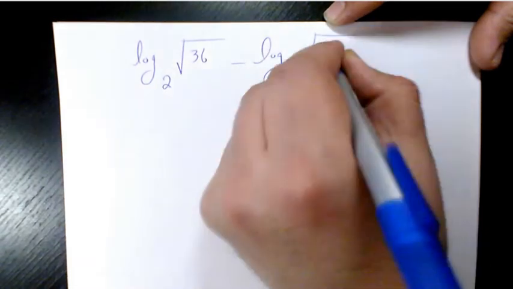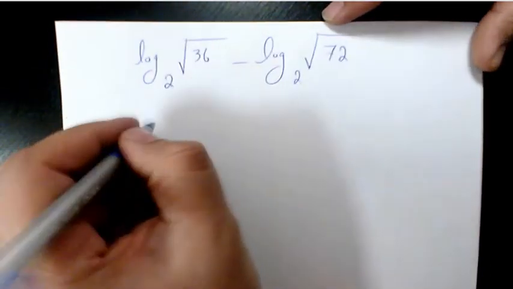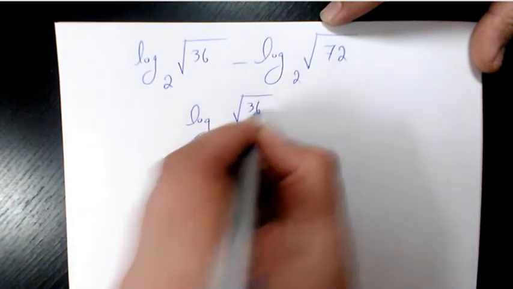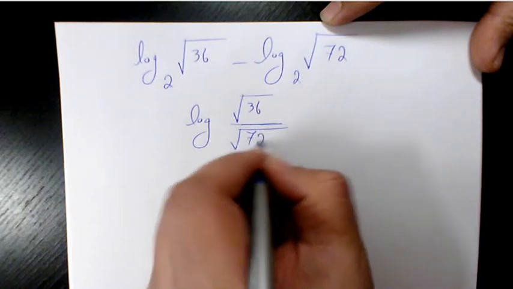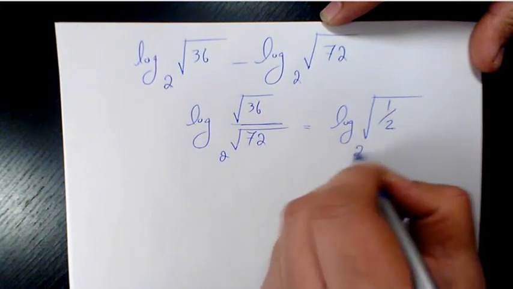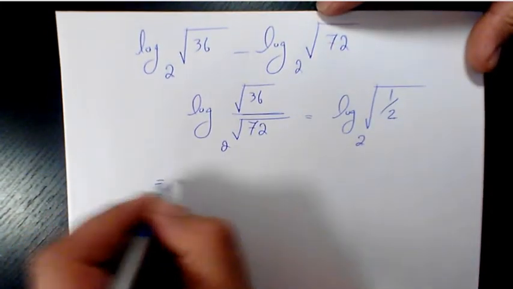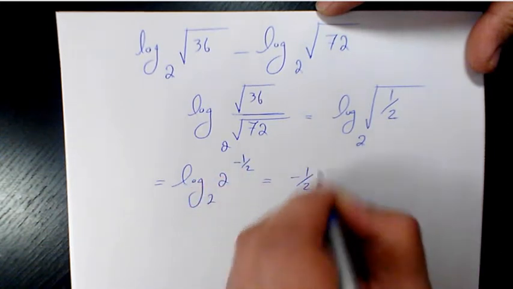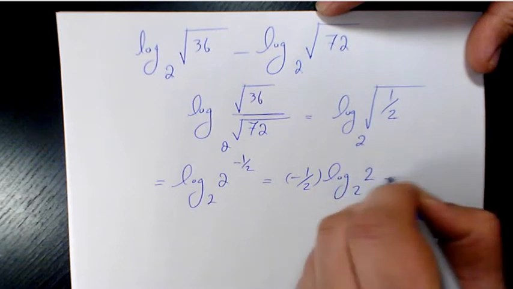Next example. Log root 36 base 2 subtract log square root of 72 base 2. I can use the quotient law, so log root 36 over root 72 base 2. That's going to be log square root of 1 over 2 base 2. In other words, it's going to be 2 to the power of negative 1/2 base 2. So negative 1/2 log 2 base 2 is going to be negative 1/2.